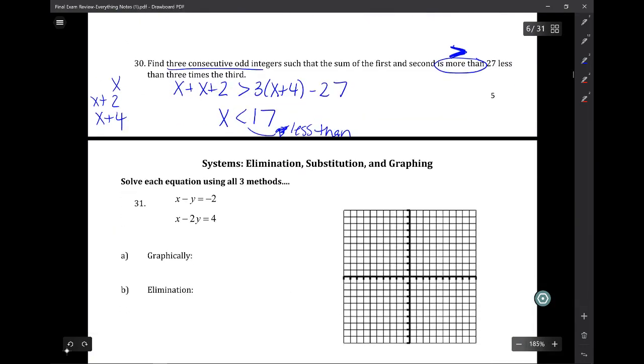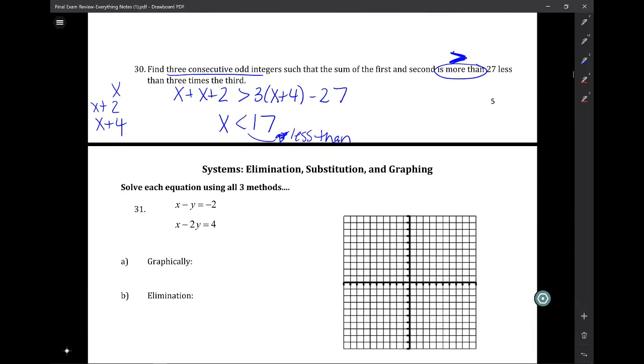So if x has to be less than 17 and it has to be odd, you need to think of the next odd number that is smaller than 17. So that would actually mean 15 is our smallest odd integer. Then the middle one would be 17, and then the one greater than that would be 19. So if you do the math out, you'll see what I'm talking about.